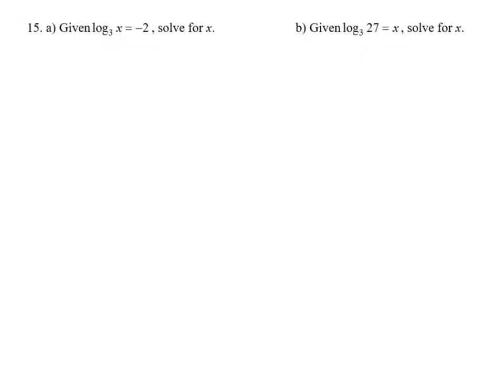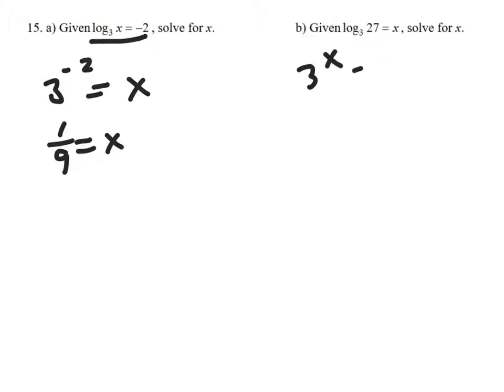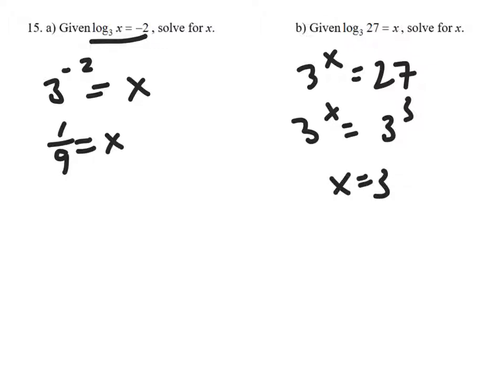Here we're just using log rules to move from log format to exponential format. So this is what it looks like in exponential. And then this is 1/9. Negative here does not mean negative, it means the inverse, the reciprocal of that polynomial. Here you'd get 3x equals 27. 3x equals 3 to the 3, and so x equals 3. This is just some quick solving.